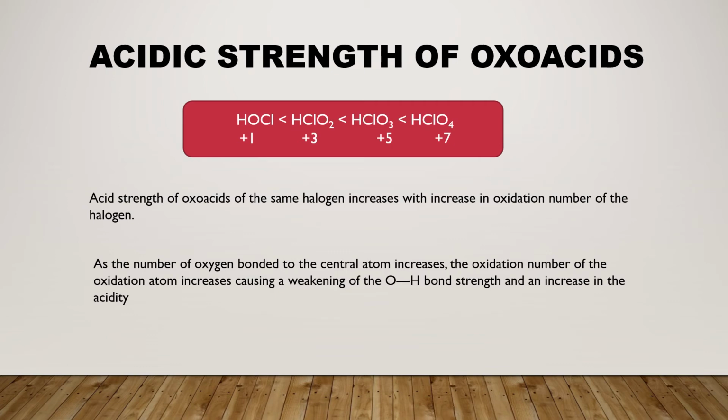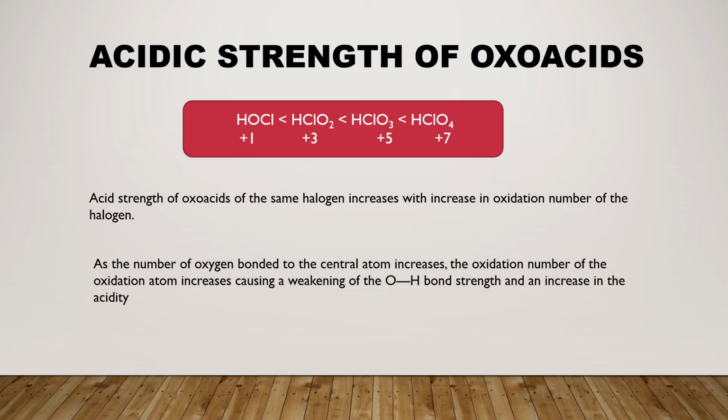Here you can see there are four oxoacids of chlorine, as I have discussed earlier: hypochlorous acid, chlorous acid, chloric acid, and perchloric acid. And I have also told you the oxidation state of the central atom in all these four. First one will have +1, second one will have +3, third will have +5, and in the fourth, the oxidation state of chlorine is +7.